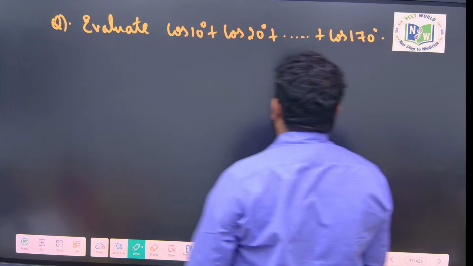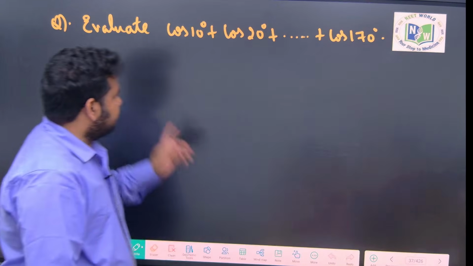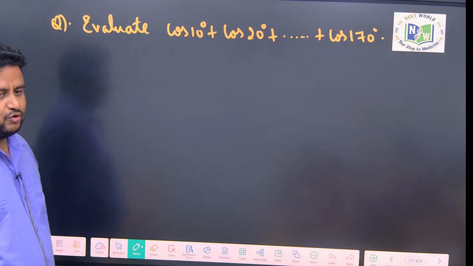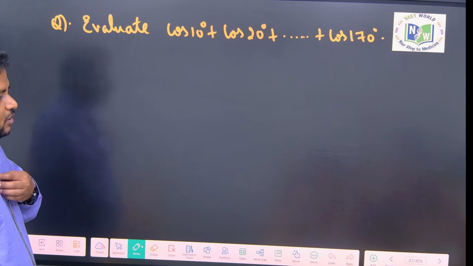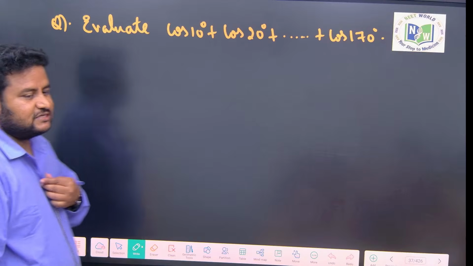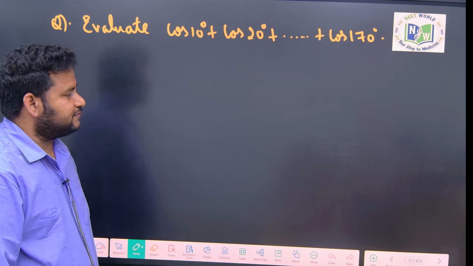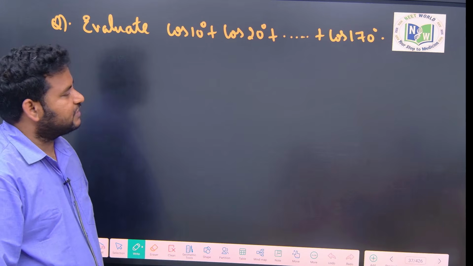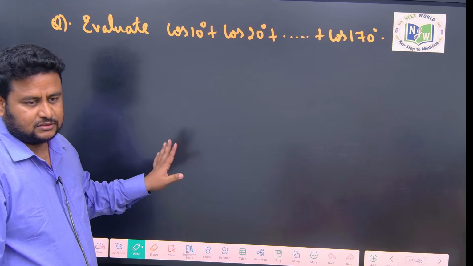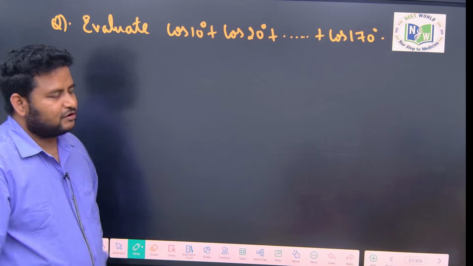Now look at this question. Evaluate the value of cos 10 degree, cos 20 degree, up to cos 170 degree. This is the question. So how do we find the value of this?